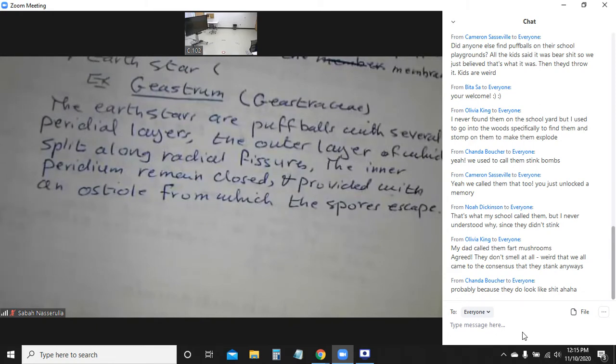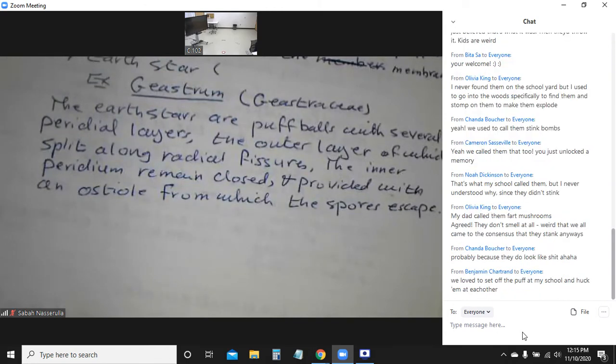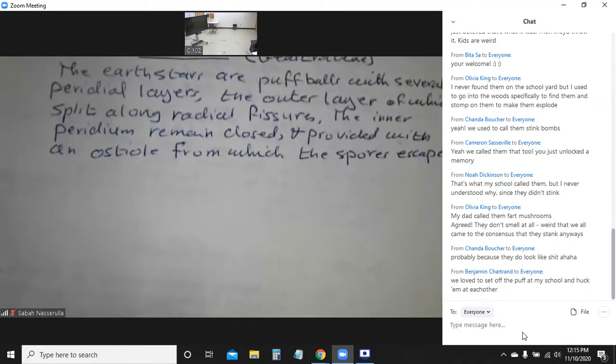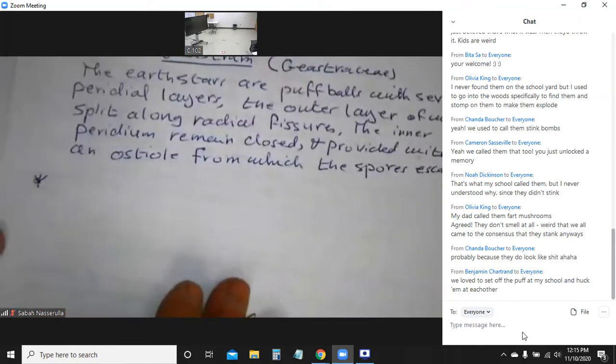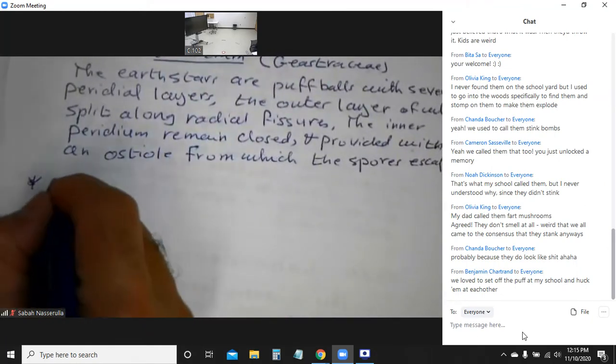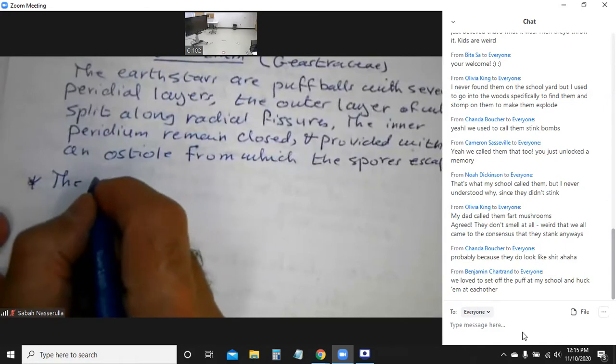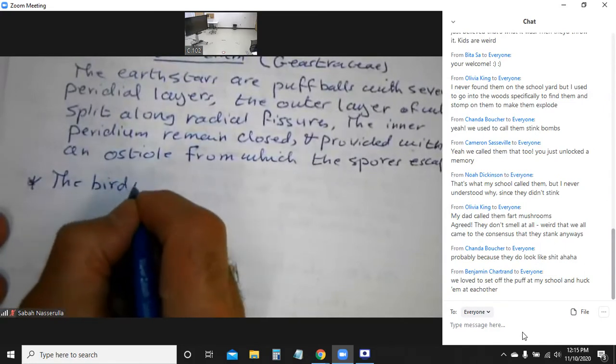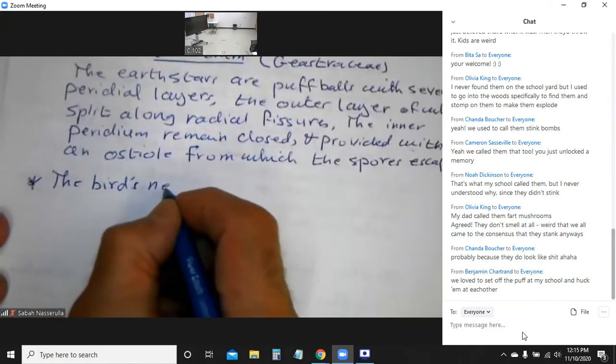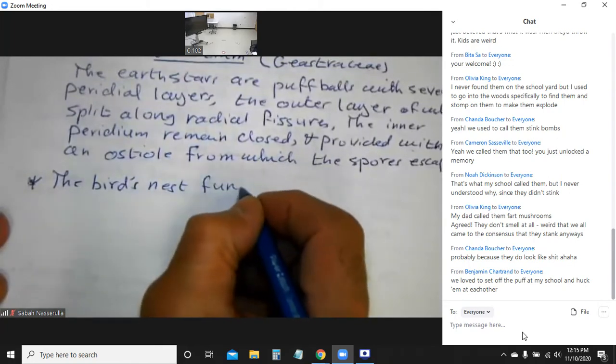Then we're going to move to the third example, which is basically the bird's nest fungi. We call them the bird's nest fungi.